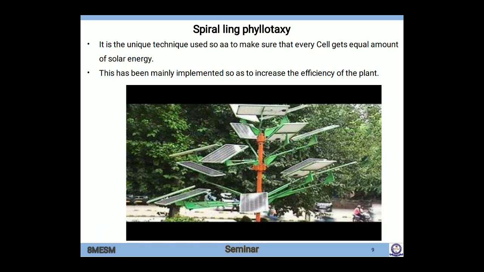Spiral phyllotaxy is a unique technique used to make sure that every cell gets an equal amount of energy. This is arranged manually so as to increase the efficiency of the plant.